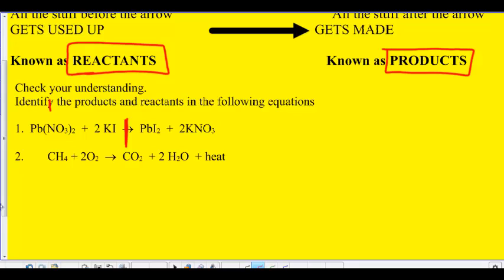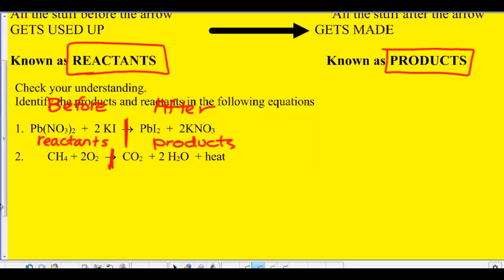Okay? This is the stuff that you have before the reaction takes place. Think of the arrow as mixing, mixing, mixing, and this is the stuff that you have after the reaction has occurred. Okay? And again, you need to know the names of those. So everything that you have before the arrow, those are known as your reactants. And everything that you make that is new comes after the arrow, and those are your products. Okay? So a little bit of terminology.